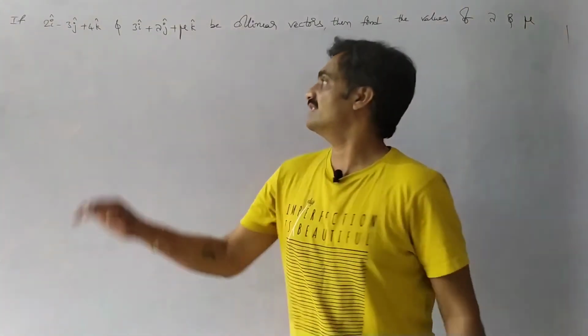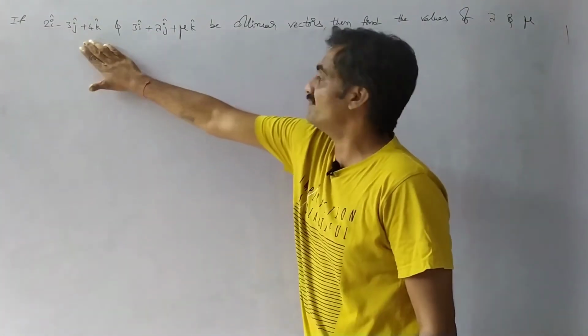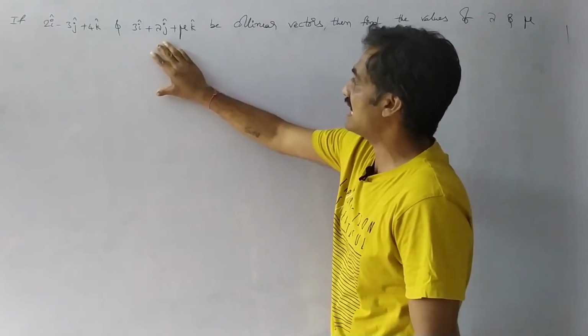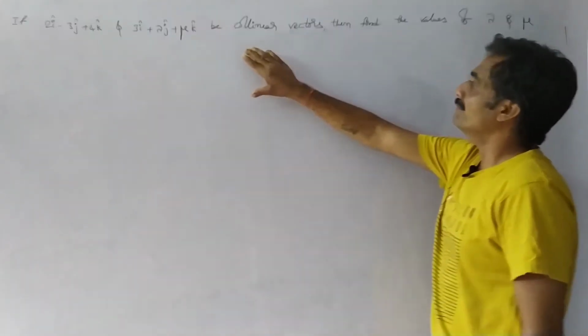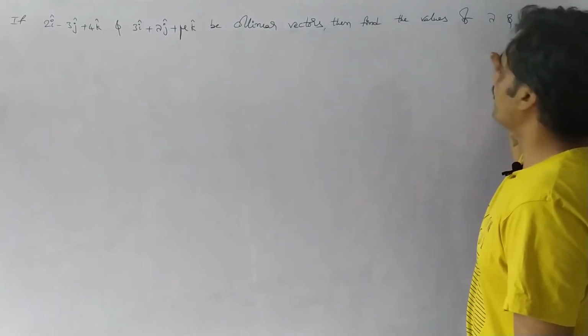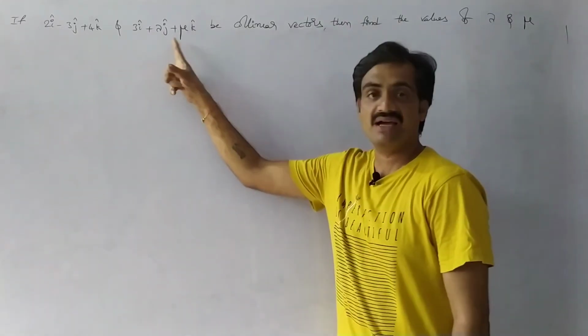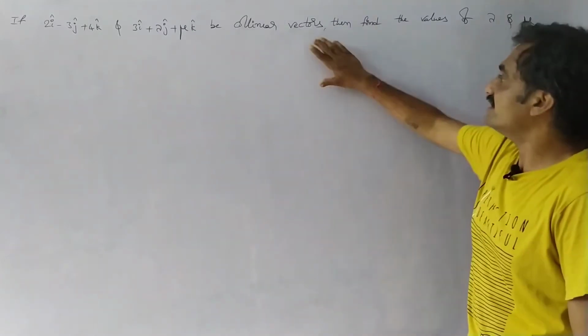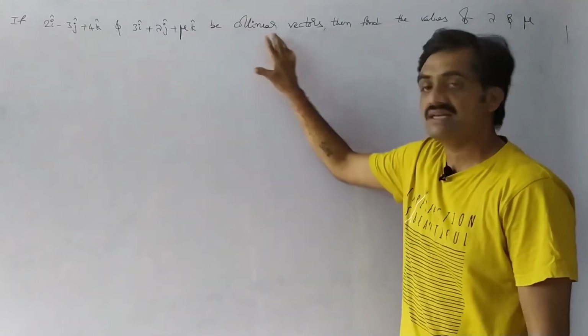The next problem is: if 2i minus 3j plus 4k and 3i plus lambda j plus mu k are collinear vectors, then find the values of lambda and mu. We have to find the value of lambda and mu. And here it is given that the two vectors are collinear.